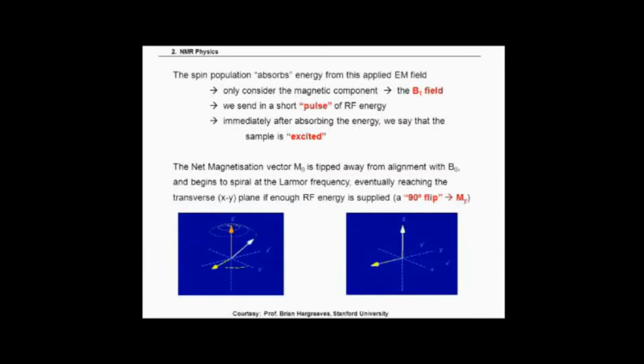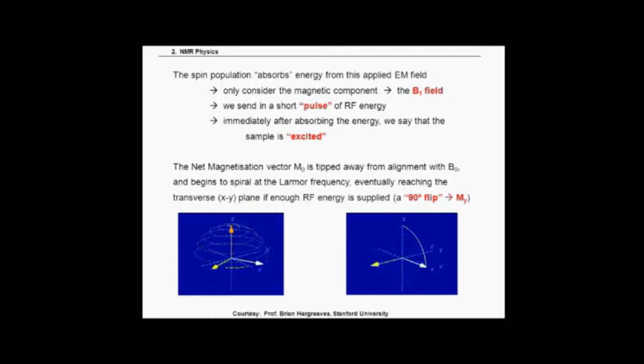Okay, so the spin population absorbs this energy that we have applied, and it's applied in an electromagnetic field. We're actually considering the magnetic component of this electromagnetic field, so we call it the B1 field. This is opposed to our B0 static 3 Tesla field. What we're doing in MRI is sending in a very short pulse of this radio frequency energy. We just turn it on for a very short time, usually of the order of microseconds, or hundreds of microseconds.